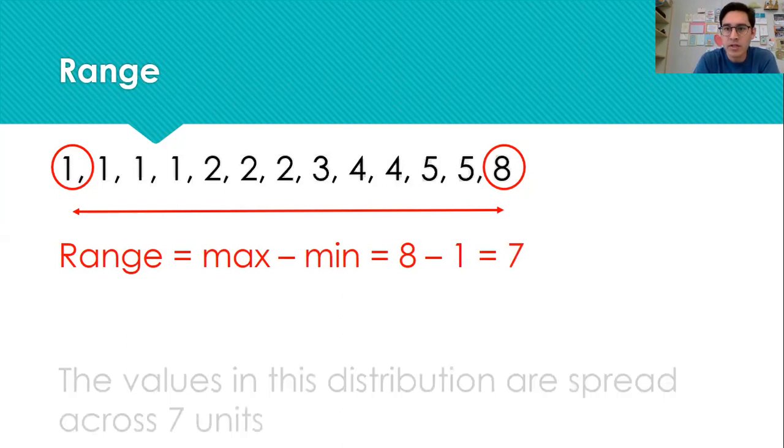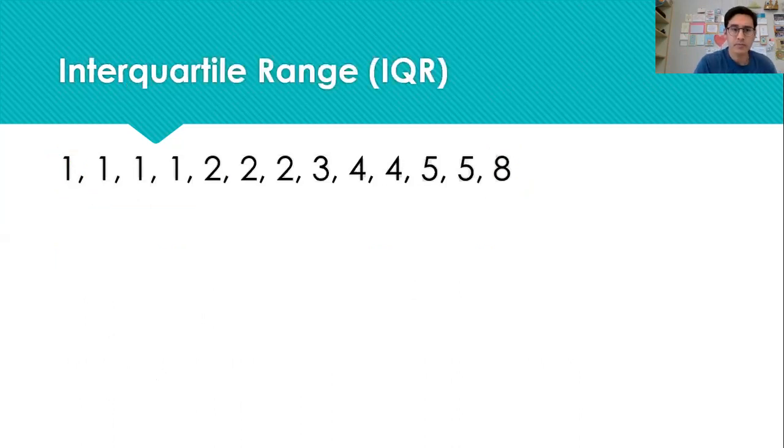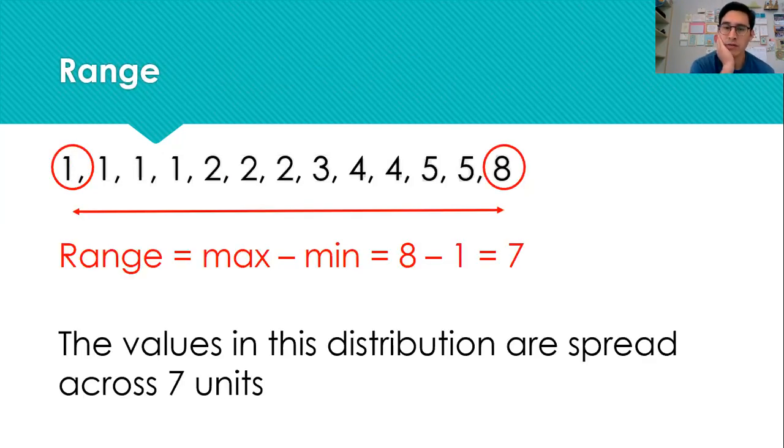Now, the way you can interpret this is you can say that the values of this distribution are spread across 7 units. So if these were points that students scored on a quiz, we could say that the quiz scores for this class are spread across 7 points. All right, so the range isn't that great of a measure of spread because of the risk of outliers, meaning that if there was an outlier in the data set, it would artificially inflate the range, right? If that 8 was a 20, then the range would grow very fast just by changing one value.